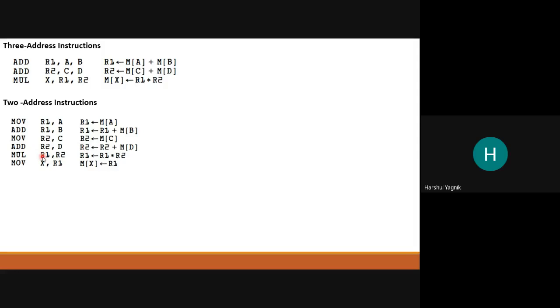Then multiplication of R1 and R2. The result of the multiplication is to be stored in R1. Finally, move this content from R1 to the memory location whose address is X.